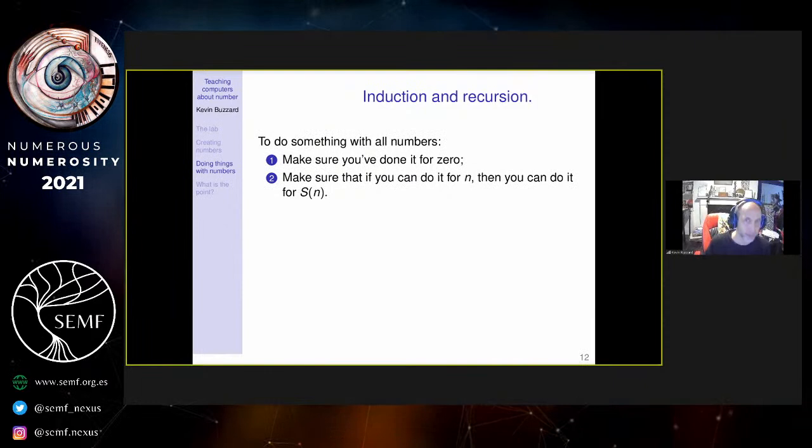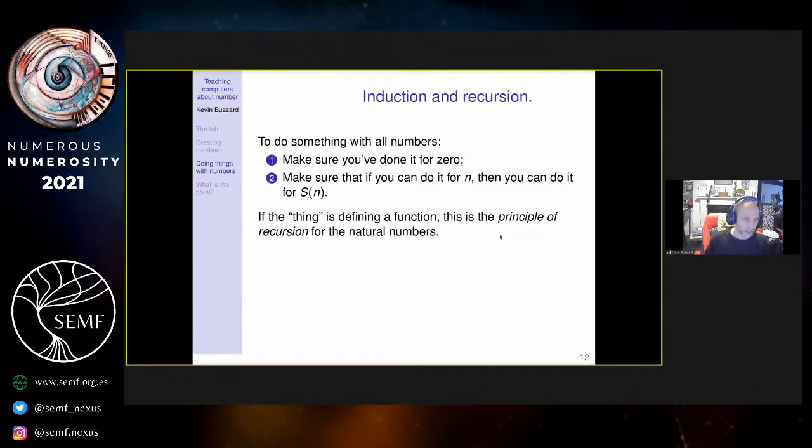If we want to do something with numbers, then all we've got to do is make sure we've done it for zero, and make sure that if we can do it for a number, then we can also do it for the number after. It's like a domino effect, right? Imagine numbers being all lined up as a bunch of dominoes. Then the idea is you put them near each other. That's dealing with step two, making sure that if one falls over, the next one will fall over. And then with step one, we just want to knock over that first domino, make sure we do it for zero, and then all the dominoes fall over. So it's just the same with numbers.